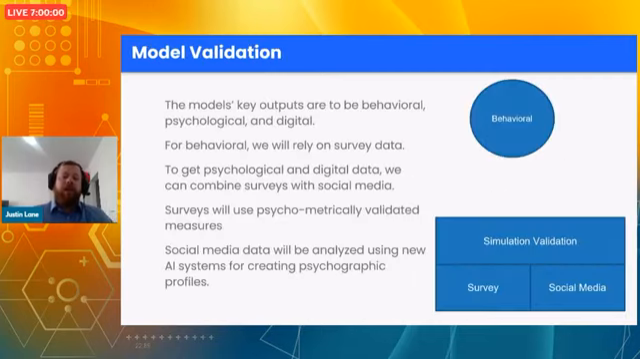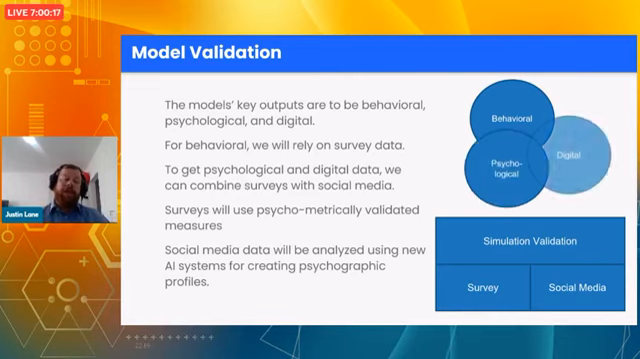Now, in our approach, we take a lot of data from different places, right? So we do have simulation validation, but that's built on top of a foundation of survey results and social media analytics. We want to look at three key inputs and outputs, and those are behavioral, psychological, and digital.